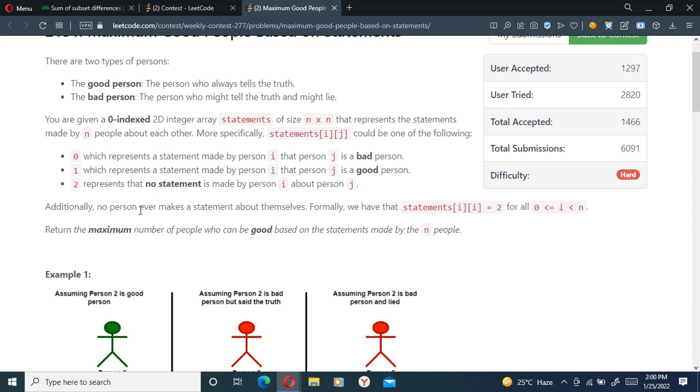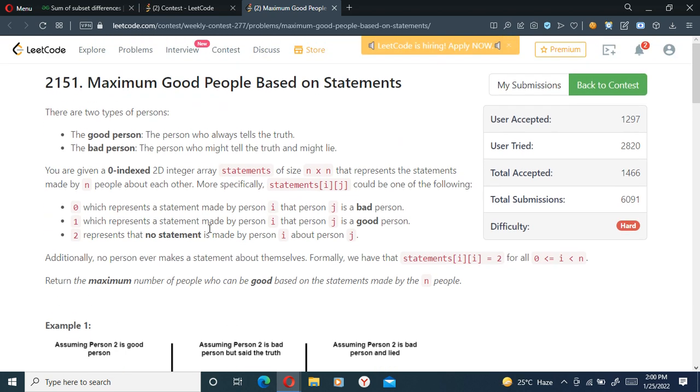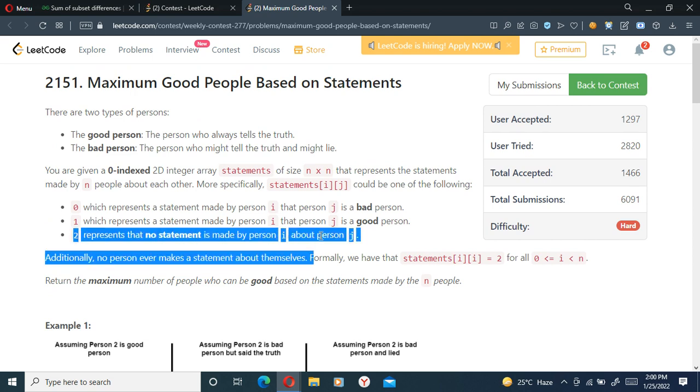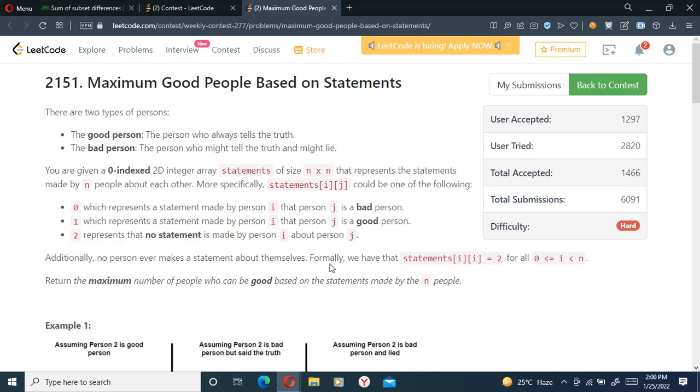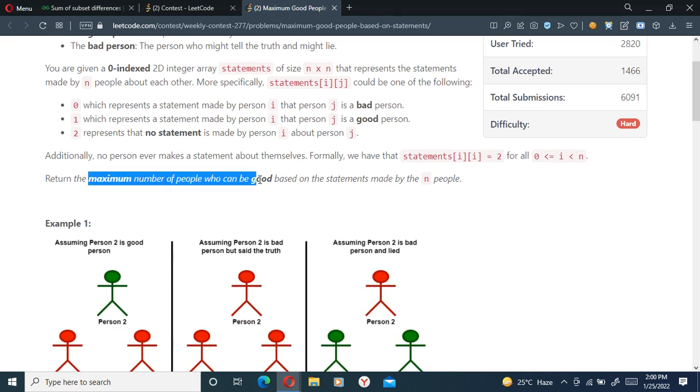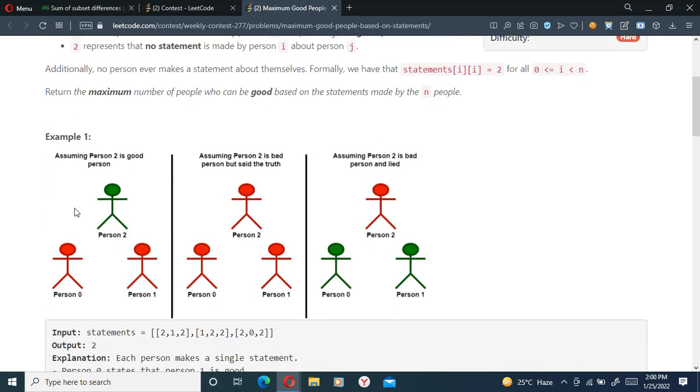Additionally, no person ever makes a statement about themselves. Formally, we have statements I of I is equals to 2 for all I less than n. Return the maximum number of people who can be good based on the statements made by n people. Yes, because no statement can be made by themselves. I have to find the maximum number.